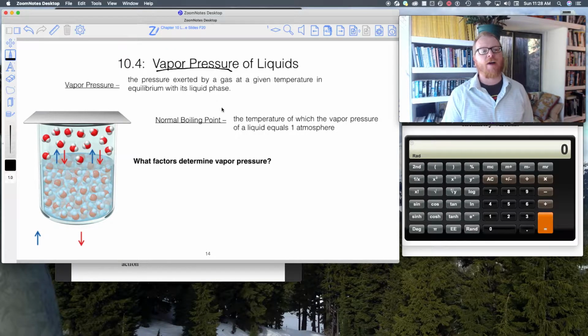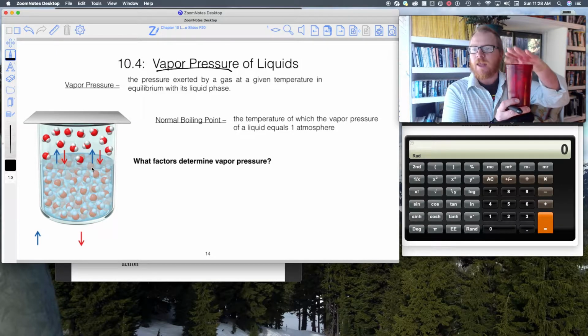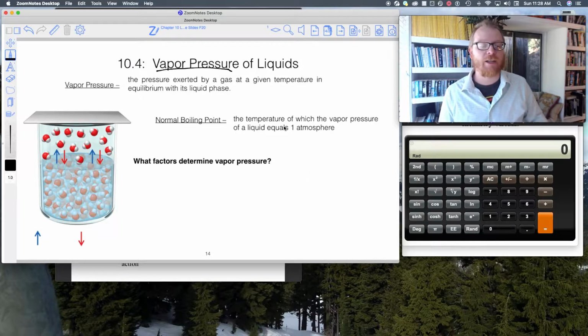So vapor pressure is defined as the pressure exerted by a gas at a given temperature in equilibrium with its liquid phase. Okay, if you're not understanding that definition, imagine this picture right here. I've got a container filled with liquid. I'm not going to slosh it around any because I had to fill up my water cup. Now, if I put a lid on this container and I wait long enough, we know that there are molecules in that liquid that are evaporating.